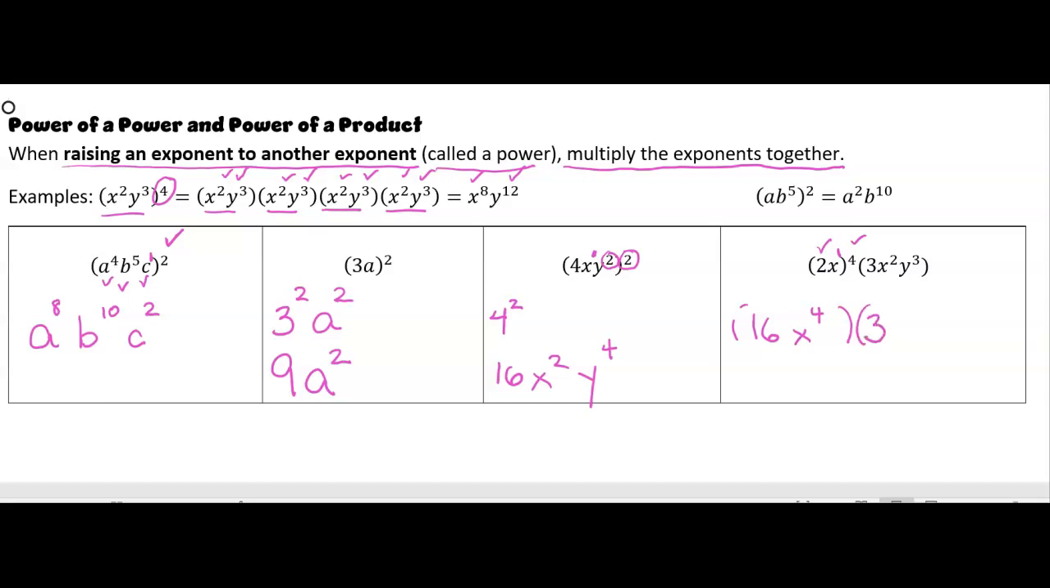And then we're going to take it times 3x to the second, y to the third. So we're going to take our 16 times our 3, just like normal numbers. 16 times 3. You can use your calculator. You're going to get 48. And then you're going to multiply your x to the fourth times your x to the second. When you multiply like bases, our bases are alike, our bases are x's, you add your powers, so that would be x to the sixth, and there aren't any other y's. This is the only y, so we just get y to the third. And that does it.